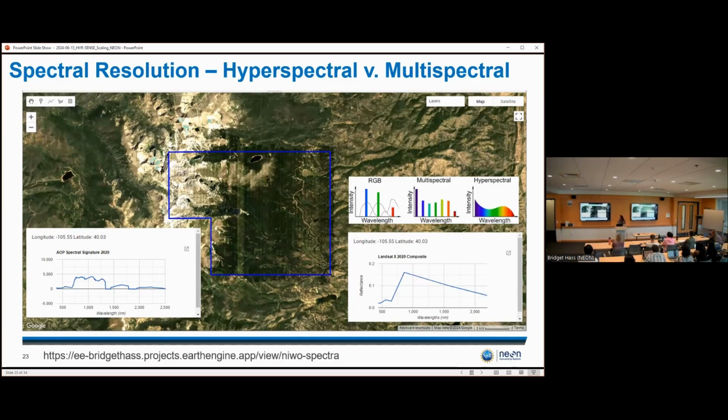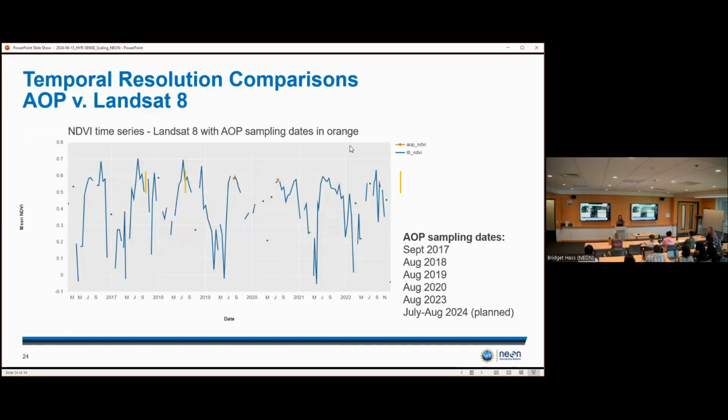This is just to showcase the difference between hyperspectral and multispectral resolution here. So with the AOP data, this is at a single vegetated pixel. This is in Google Earth Engine, so I can demo this as well. But you get this really nice vegetation spectra here, whereas with Landsat or some older multispectral data sets, you get a lot coarser resolution. Again, the area covered is much smaller though than what Landsat covers.